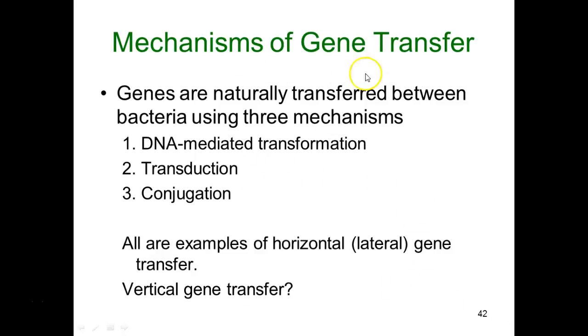So for gene transfer, there's three mechanisms that occur naturally. There's DNA-mediated transformation, transduction, and conjugation. All are examples of horizontal or lateral gene transfer. Anyone know what vertical gene transfer is?